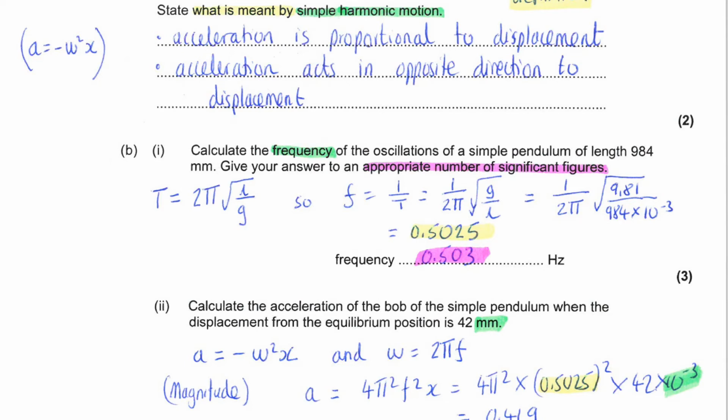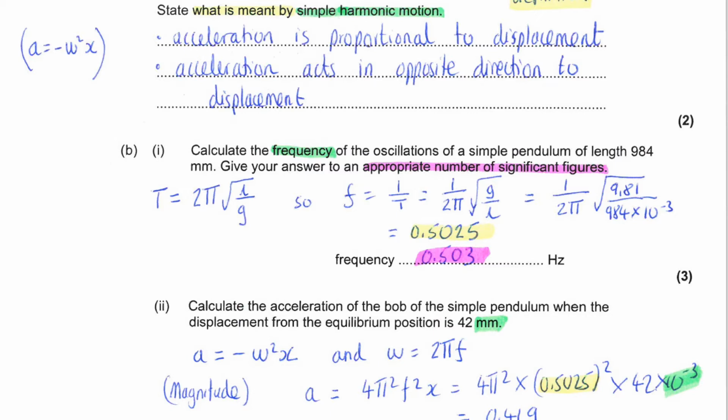This is the Periodic Motion Homework Booklet, question number 7. A simple pendulum is given a small displacement from its equilibrium position and performs simple harmonic motion. You are asked to state what is meant by simple harmonic motion. That phrase is really expecting you to reproduce a definition for simple harmonic motion.